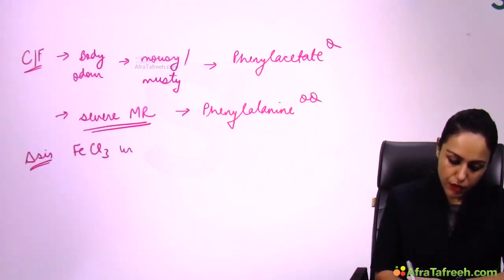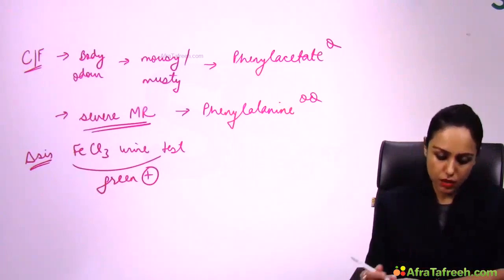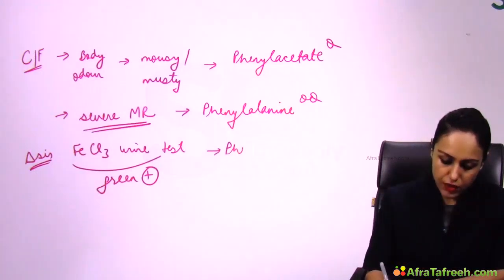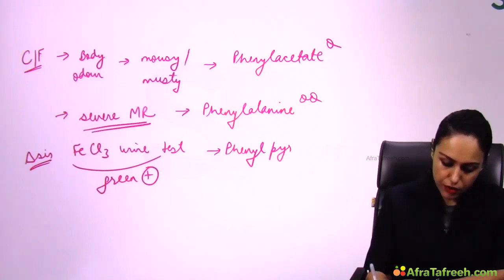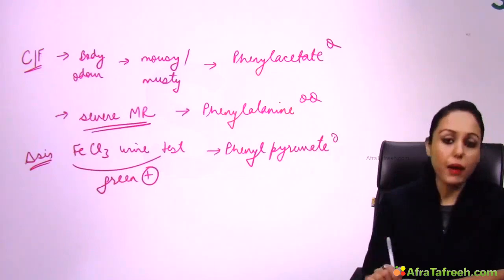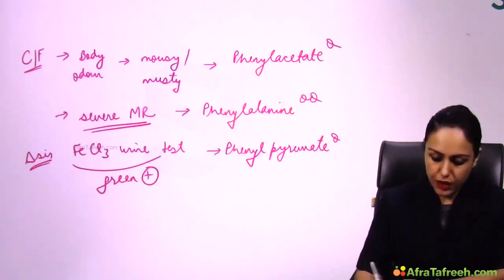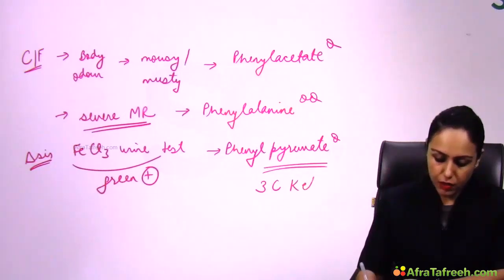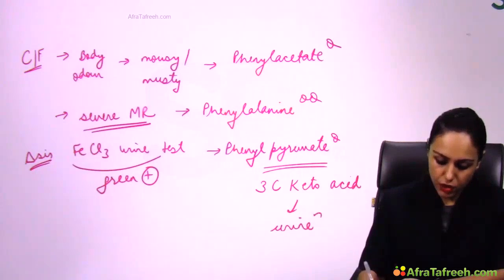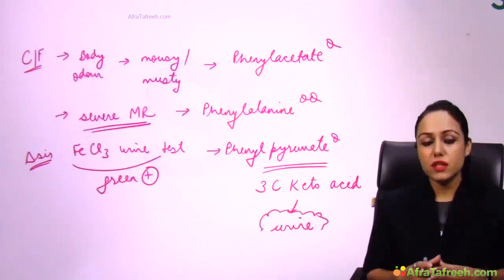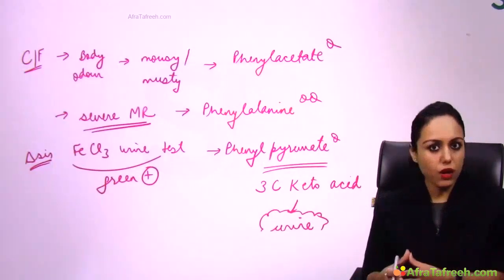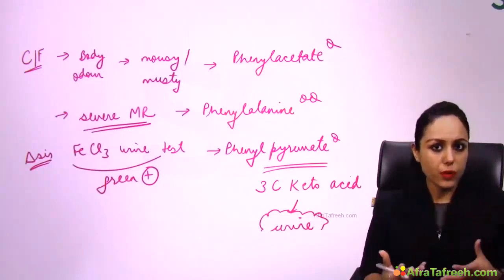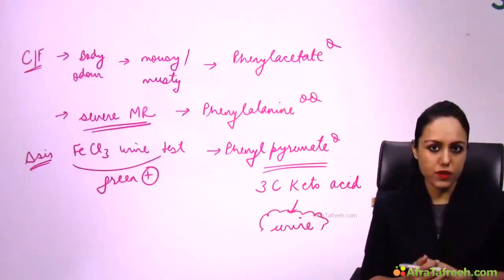And in these patients, for diagnosis, there is a simple ferric chloride urine test which is done. The ferric chloride urine test will give a positive color, a positive test will give green color. This positive test is because of which compound? It is because of phenylpyruvate which is coming in urine. Let me tell you, pyruvate is a 3-carbon keto acid, which is coming in urine. So that's why the name of the disease is phenylketonuria. That is, some phenyl ketone is coming in urine, that is phenylpyruvate.